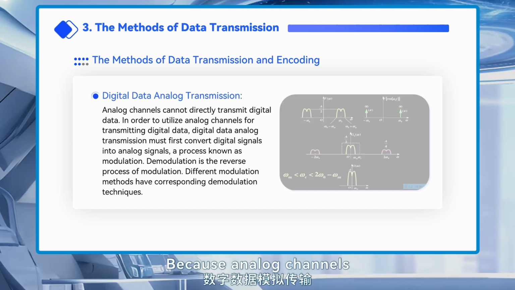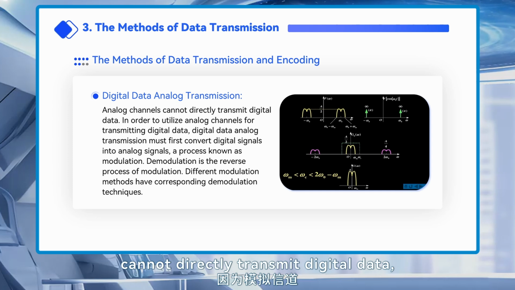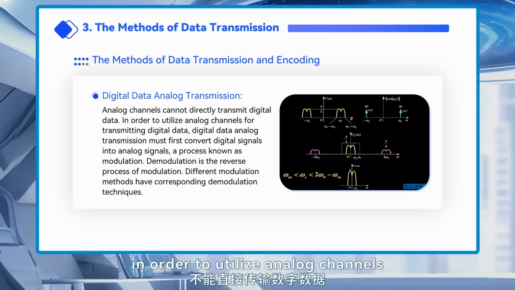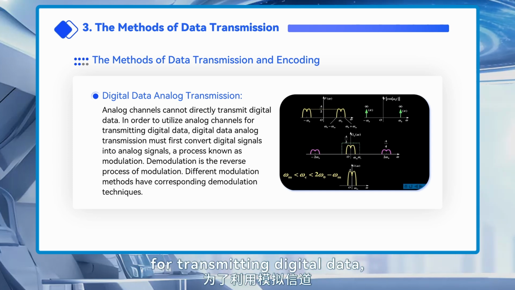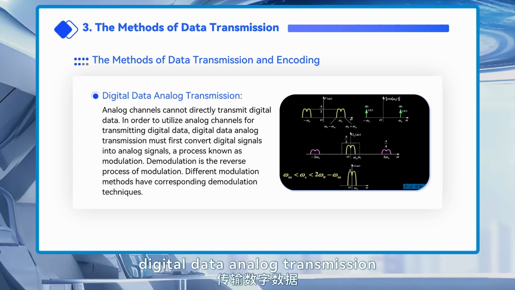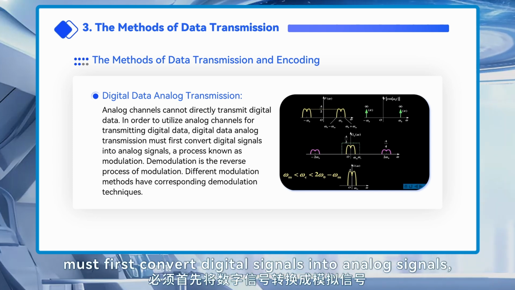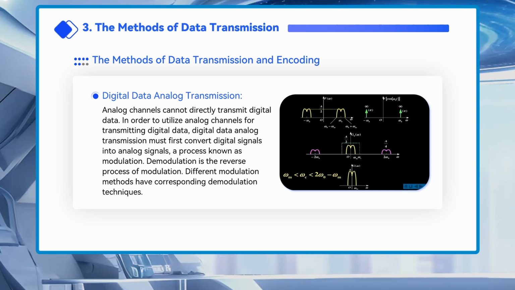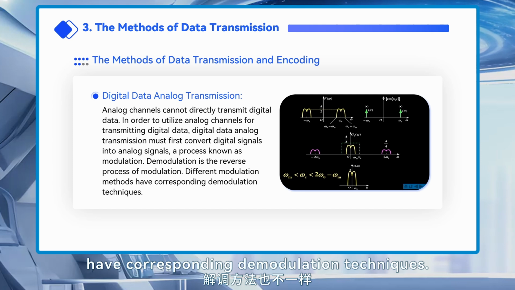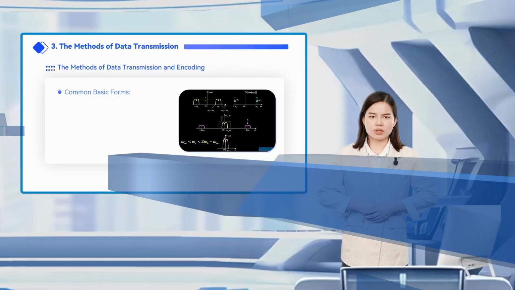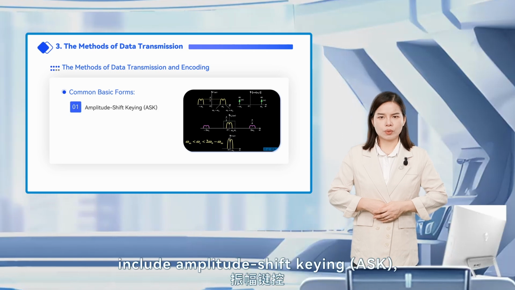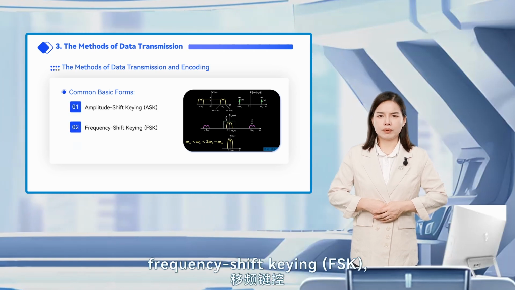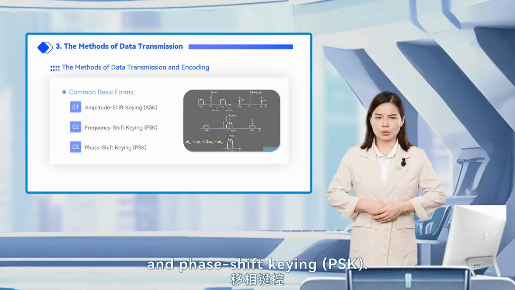Because analog channels cannot directly transmit digital data, in order to utilize analog channels for transmitting digital data, digital data analog transmission must first convert digital signals into analog signals, a process known as modulation. Different modulation methods have corresponding demodulation techniques. Three common basic forms include amplitude shift keying, frequency shift keying, and phase shift keying.